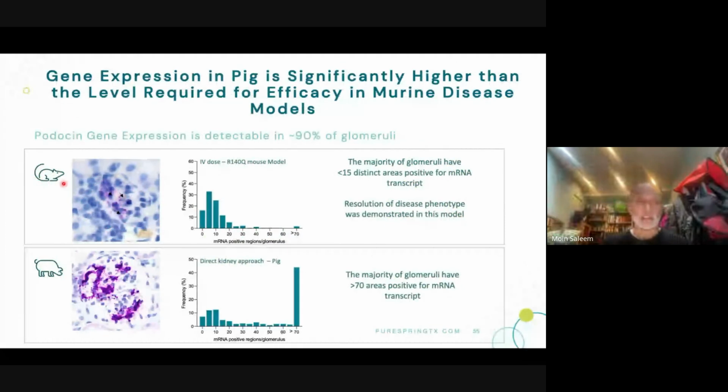Just to show you the direct comparison again, but at the mRNA level between mouse and pig, this is what we saw in the mouse, this is what we see in the pig. So we're seeing, as you can see visually, much higher levels of expression in the pig using that direct approach. And this is about 10 times lower dosage than we used here in the mouse. So at much lower dosage, we're getting much better expression. So that's really positive.